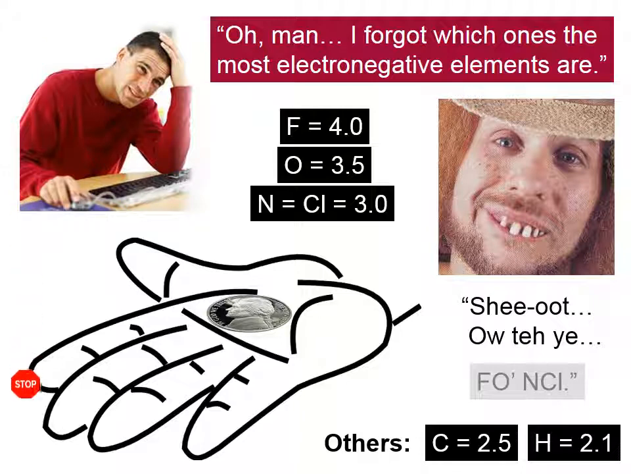Others that you might want to remember: carbon is 2.5 and hydrogen is 2.1. The difference between those electronegativities of carbon and hydrogen is not very great, and when we get to this, it will be one reason that we'll say that a carbon-hydrogen bond is a nonpolar bond.